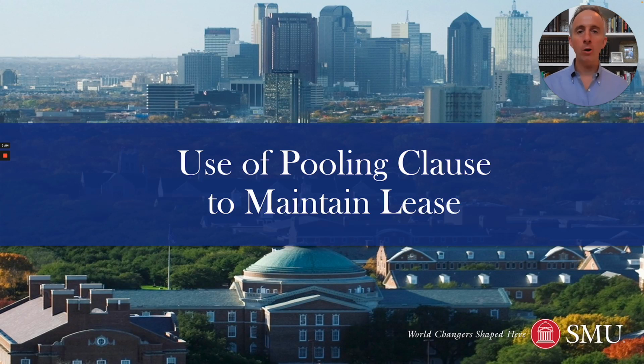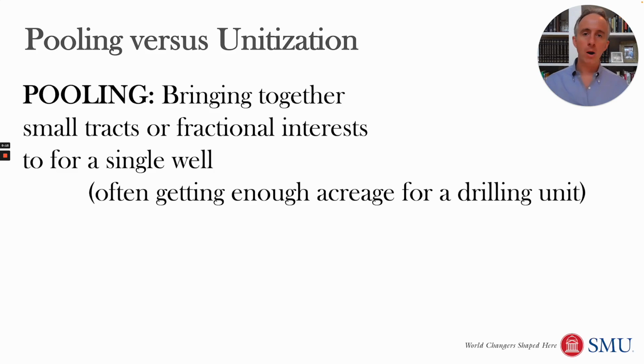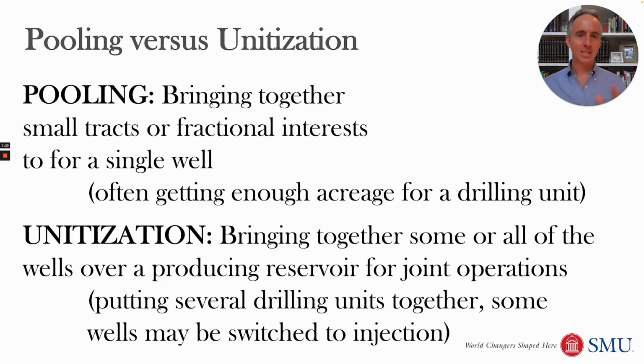Today we'll talk about using the pooling clause to maintain the lease through a constructive production clause. So as a reminder, when we talk about pooling, we're talking about bringing together neighboring plots of land for a single well. That's by contrast with unitization, which is where we bring together lots of wells, maybe dozens of wells, maybe 100 landowners who all operate a single reservoir with a single plan for producing it most efficiently. So pooling is that more simple process where we simply bring together a few landowners to share the oil and gas from a single well.